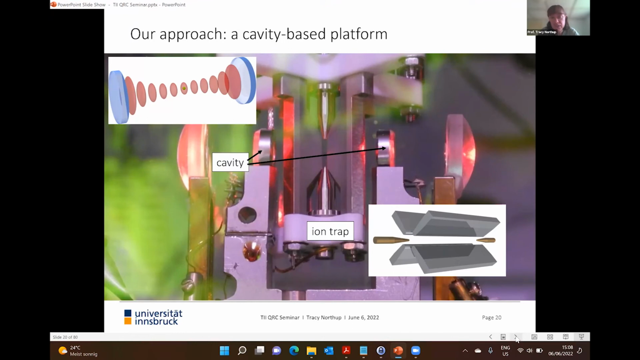Then what you see on the left and the right side of the ion trap are stainless steel cylinders that are holding highly reflective mirrors, and they're separated by about 2 centimeters. So this is our optical cavity. And here, in the upper left, I'm also showing you a schematic of the cavity system. That's showing you a standing wave picture in which the ions are confined.